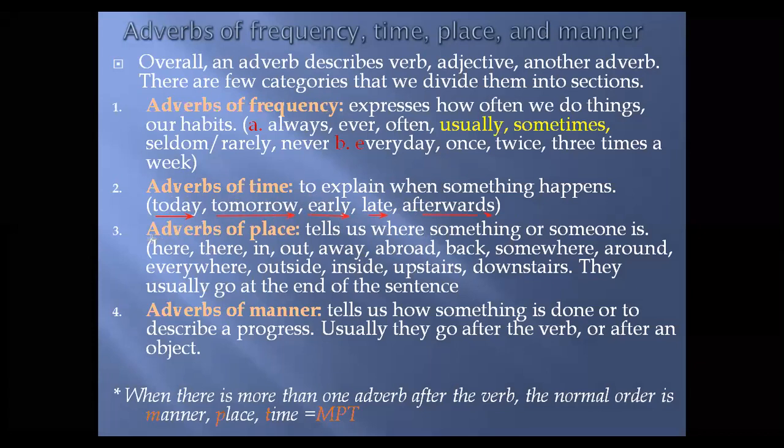There's another one here, adverbs of place. An adverb can also describe the place. It tells us where something or someone is. So, for example, here, there, in, out, away, abroad, somewhere, around. And what else? Everywhere, outside, inside, upstairs, downstairs. You can define those based on their meaning. Are they talking about the place or not? In this case, if it works, it describes a place. Upstairs and downstairs.